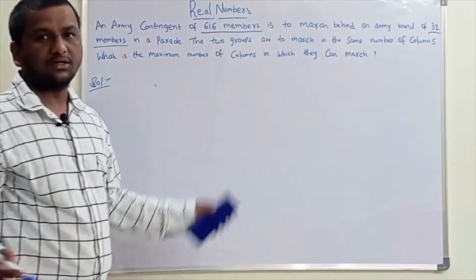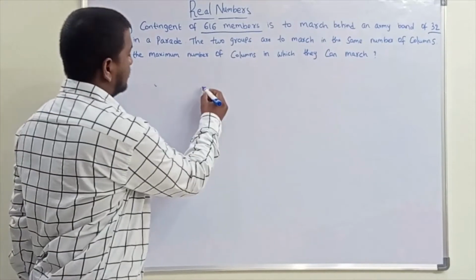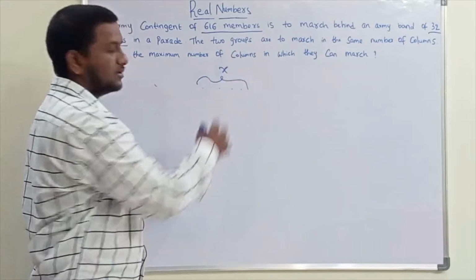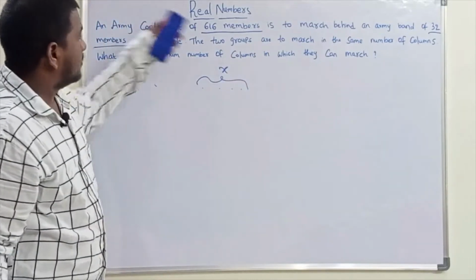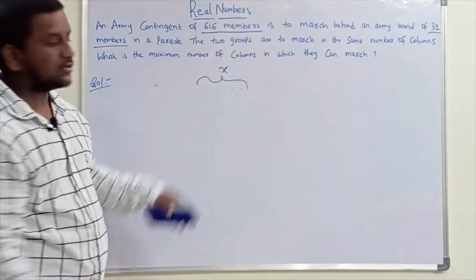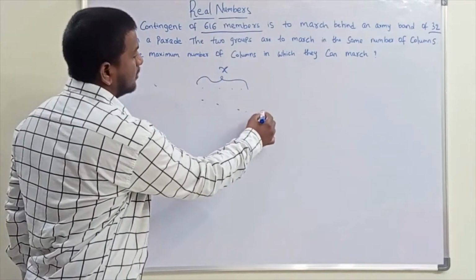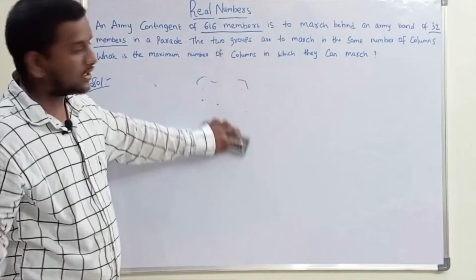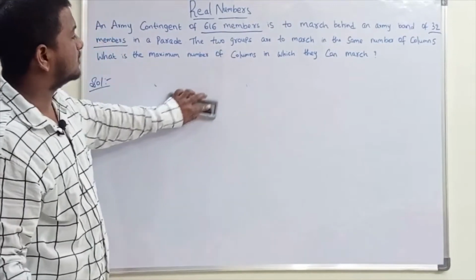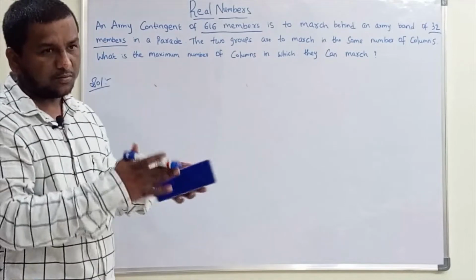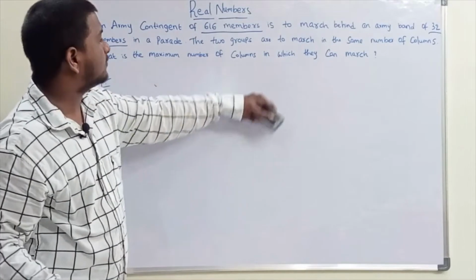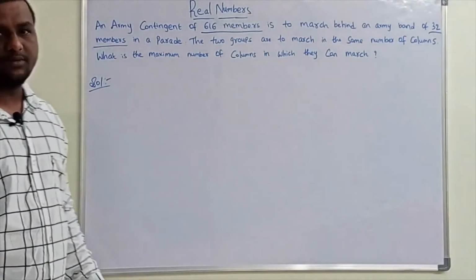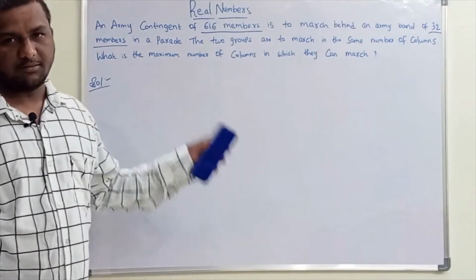So here let's say 32 members are in X columns. Then the contingent of 616 members also should be in the same number of columns. They should not have X plus 1 columns or X minus 1 columns. But rows, yes, they can increase. They will increase definitely because the number is different. 616 members will take more rows compared to the army band of 32 members. So here our task is to find the maximum number of columns in which they can march.